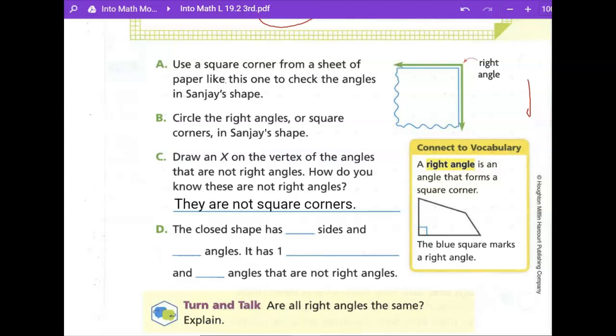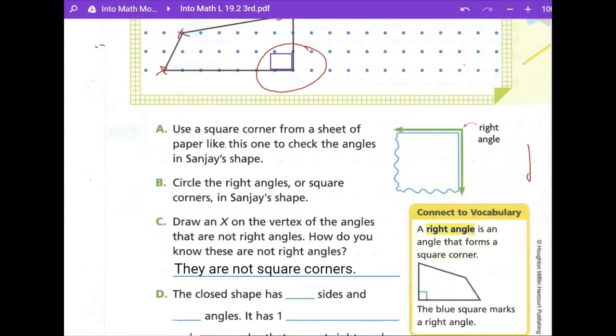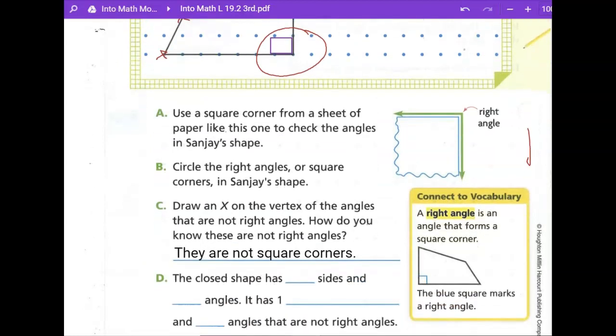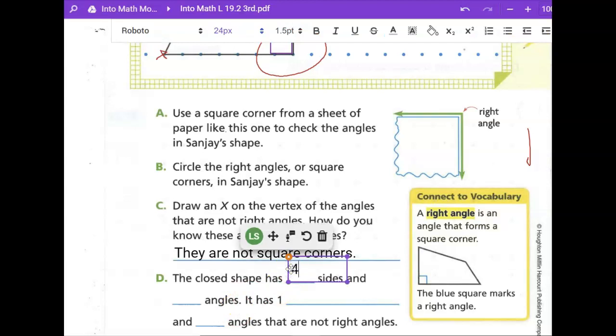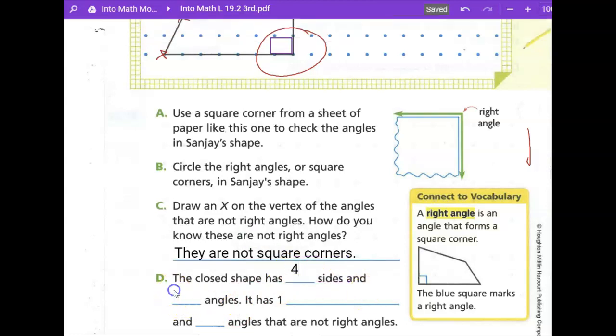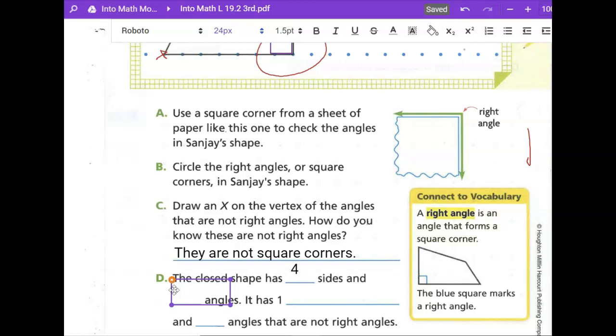Okay, D. This closed shape up here in our drawing has how many sides? 4 sides. And what did I tell you? And how many angles? 4. And it has one, what kind of angle did we discover? Right angle.